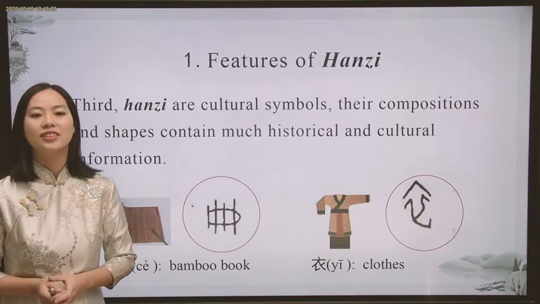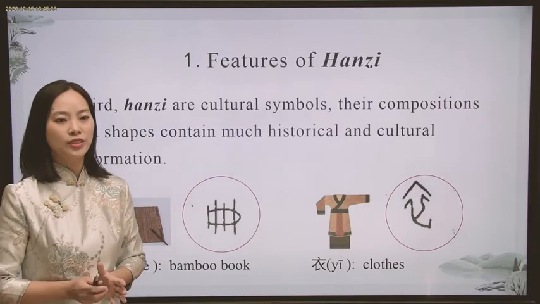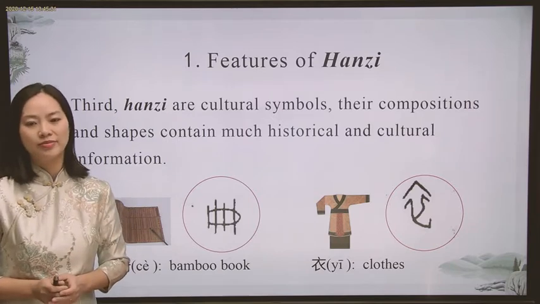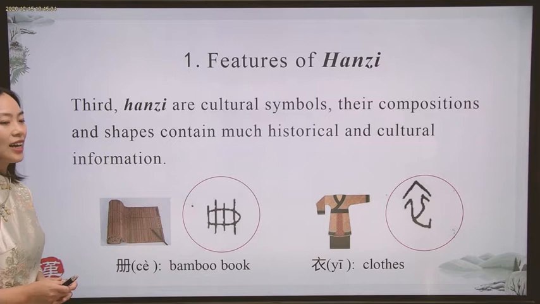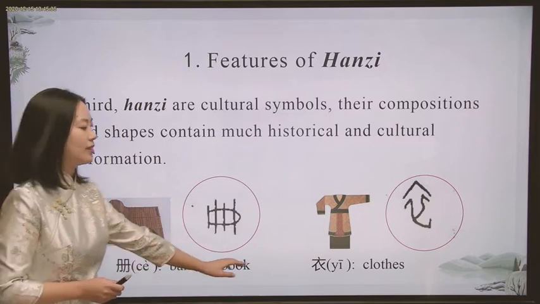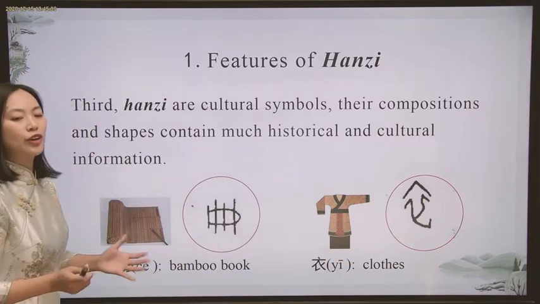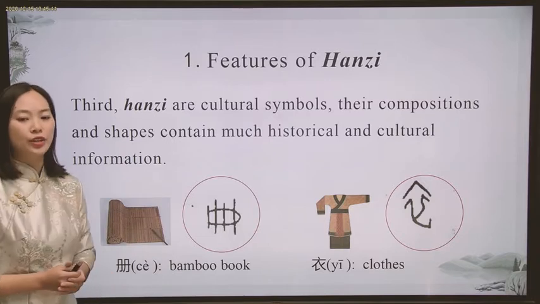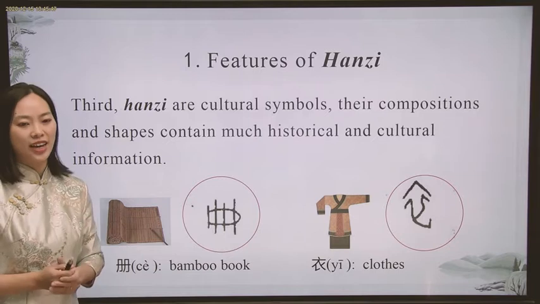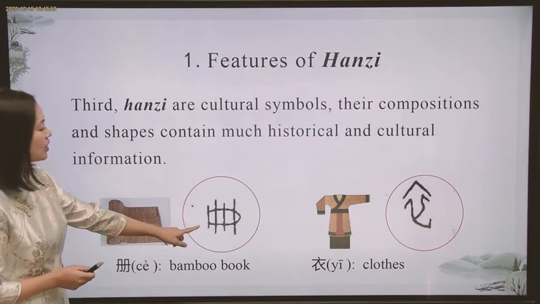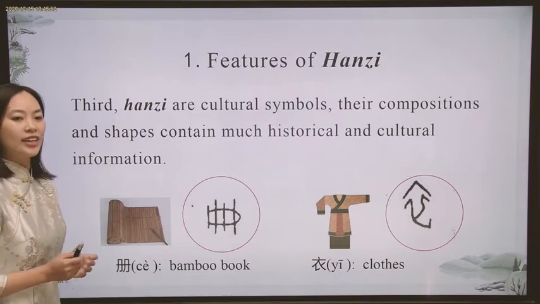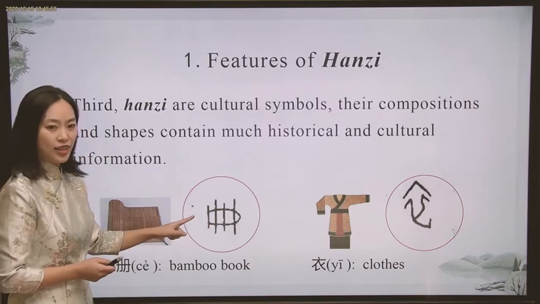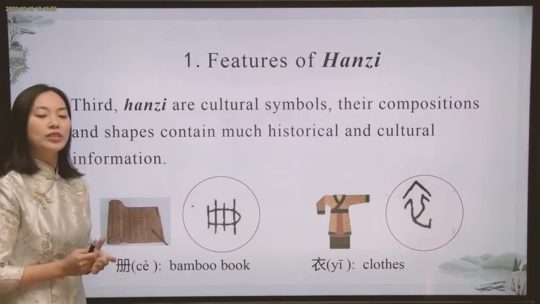Third, Hanzi are cultural symbols. Their compositions and shapes contain much historical and cultural information. These are two characters for bamboo book and clothes. From their appearance, you can get an idea of what the original book and clothes looked like in ancient times. Like this one, this is the look of a bamboo book. In ancient times, Chinese people would tie the strips with a string and then write on them with brushes.